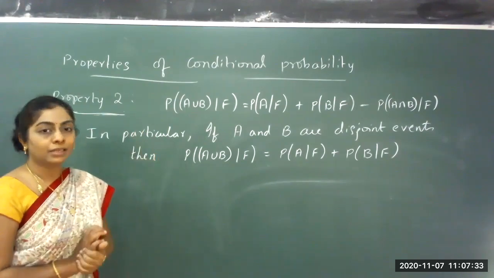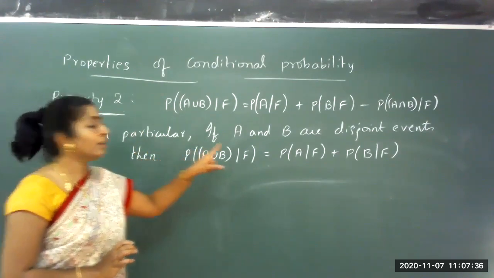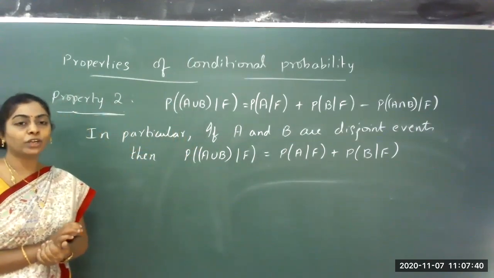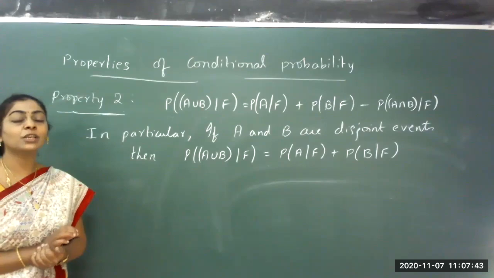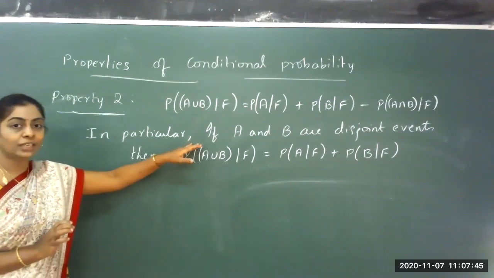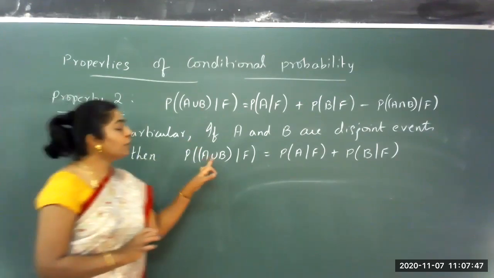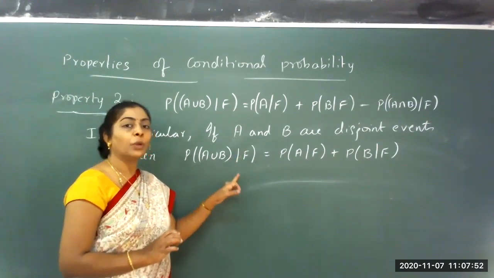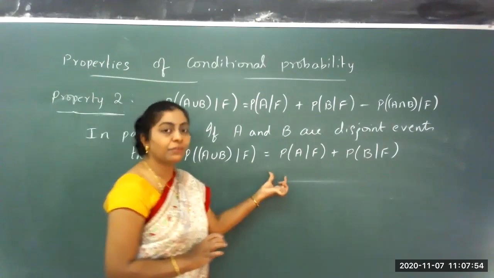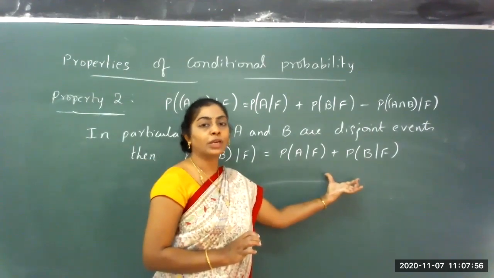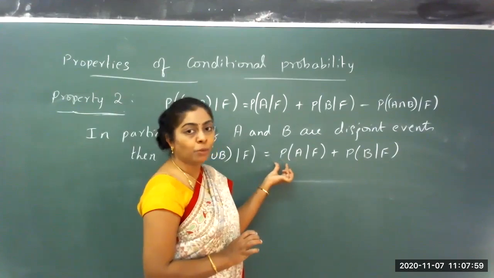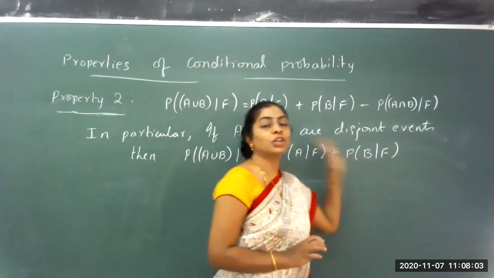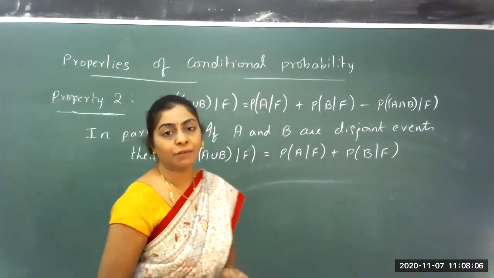In this, there is a condition: in particular, if A and B are disjoint events. What are disjoint events? When A intersection B is equal to null, zero. In such a condition, the conditional probability of A union B when event F has occurred is given by only the sum of two conditional probabilities, that is, the conditional probability of A when event F has occurred plus the conditional probability of B when event F has occurred.